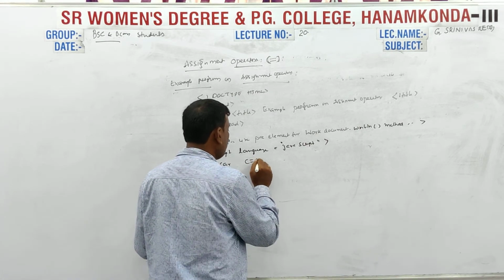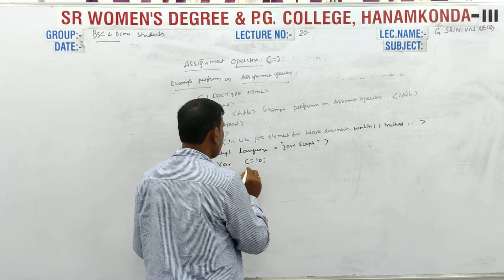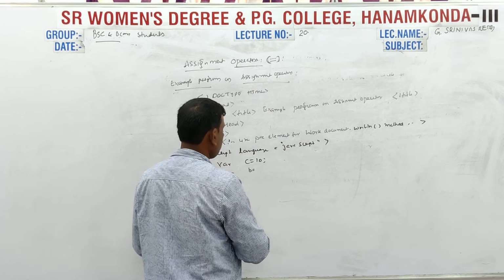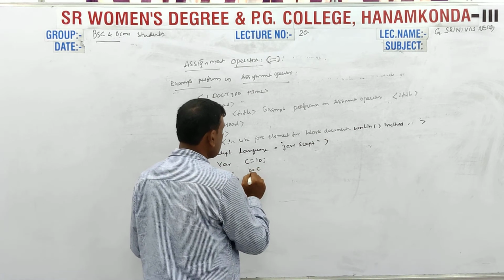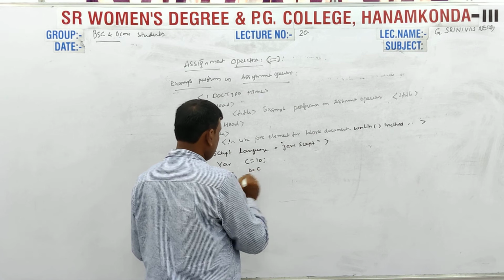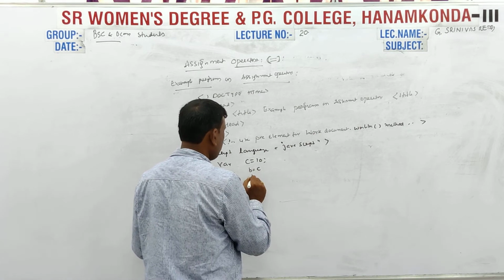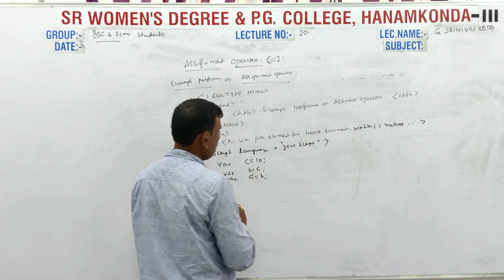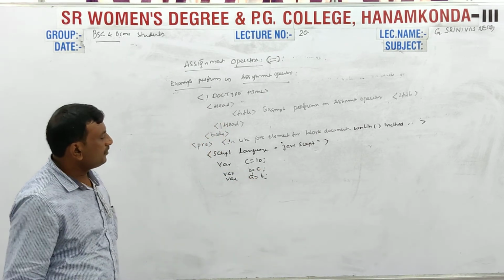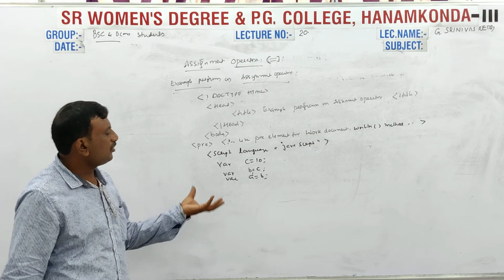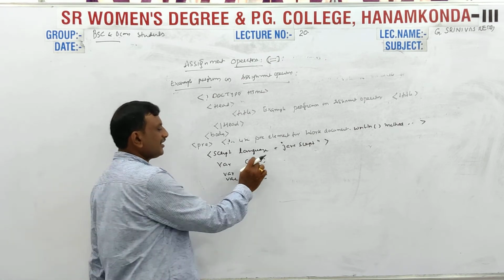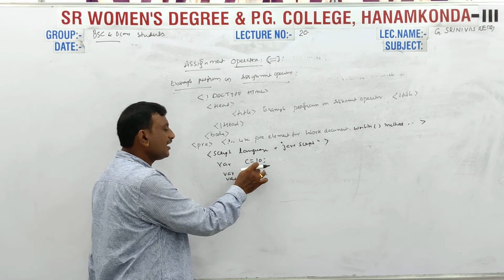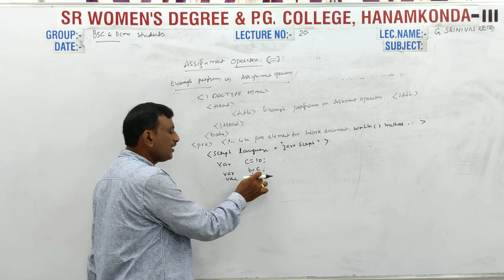Var C equal to 10, C will be assigned to it. Next, var A equal to B. So what is the value of A? What is the value of B? What is the value of C? A value is 10, B value 10. Actually, the constant 10 will be assigned to C. Next, C is 10, so 10 will be assigned to B. Now 10 will be assigned to A.